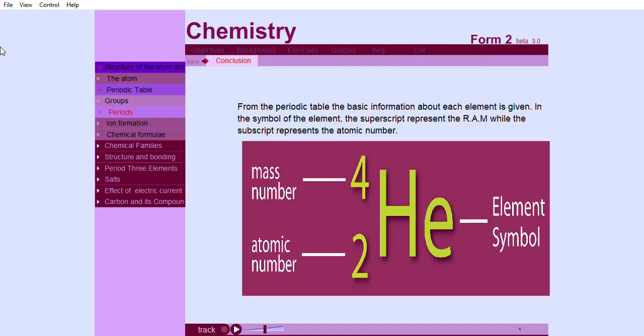From the periodic table, the basic information about each element is given. In the symbol of the element, the superscript represents the relative atomic mass, while the subscript represents the atomic number.